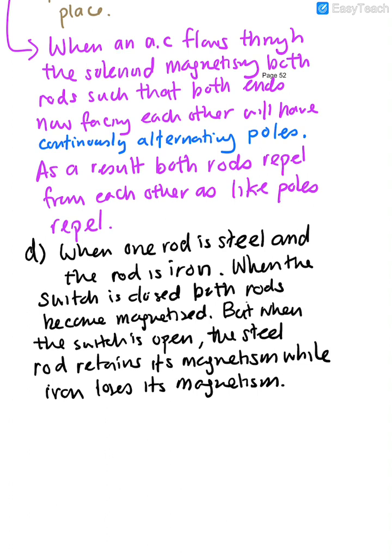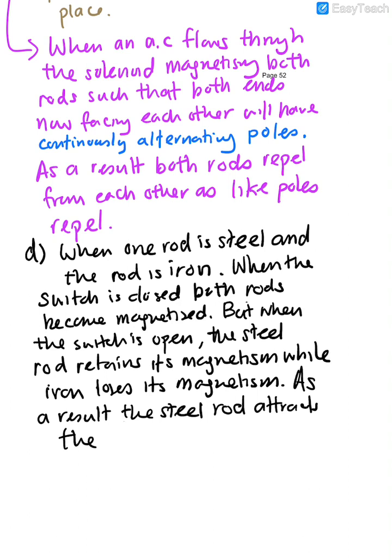So then as a result, Elvis, what happens? The end result, what do you see happen? The steel attracting the iron rod. Okay, as a result, let me give him a chance, the steel rod attracts the iron rod.